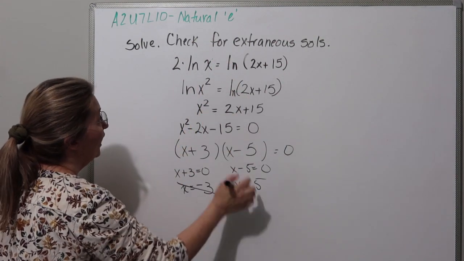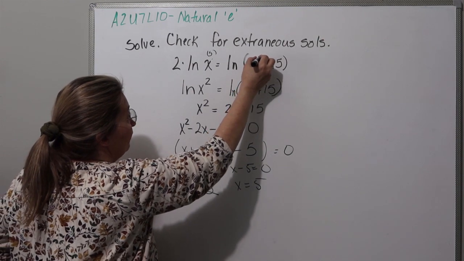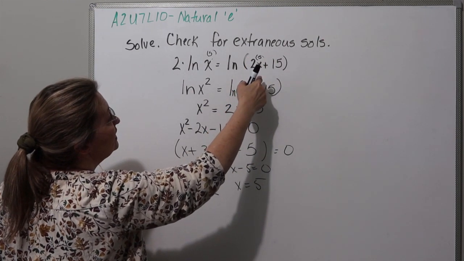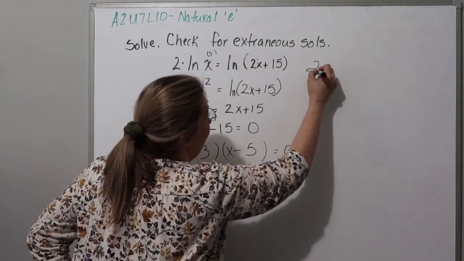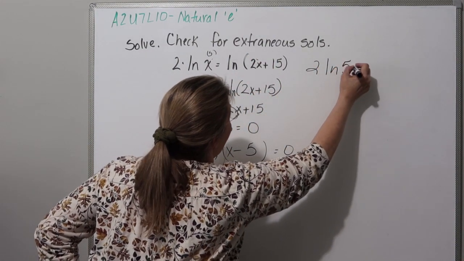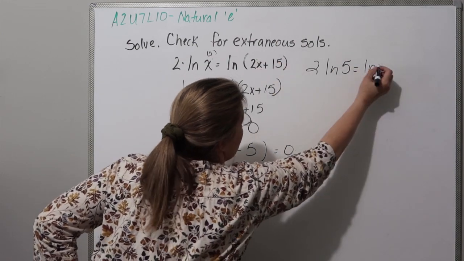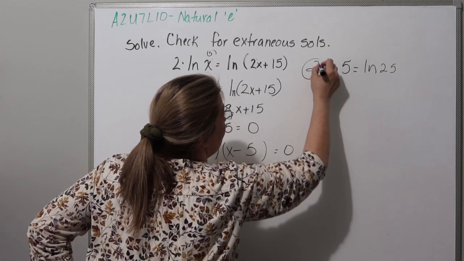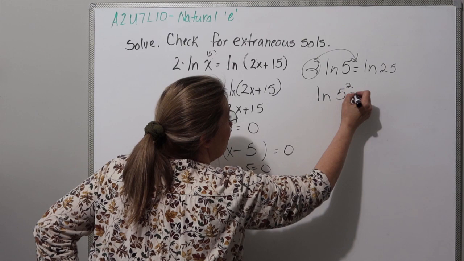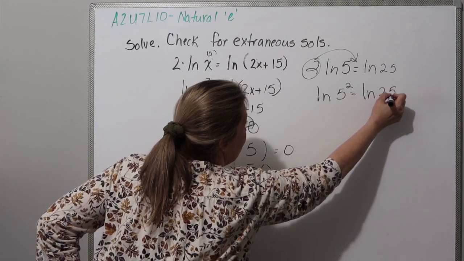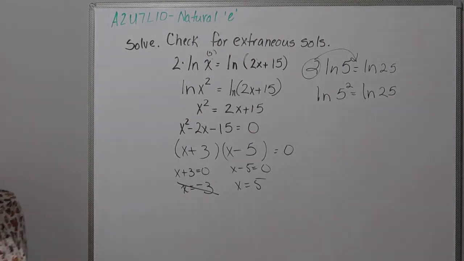Now let's check the 5. If I put 5 in here, that's fine. If I put 5 in here, 2 times 5 is 10, plus 15 is 25. And if I wanted to check it, I've got 2 ln 5 is equal to ln of, we said 2 times 5 is going to be 25. Well, you use your product property here, so now you have ln of 5 squared is equal to ln 25. And ln of 25 is equal to ln 25.